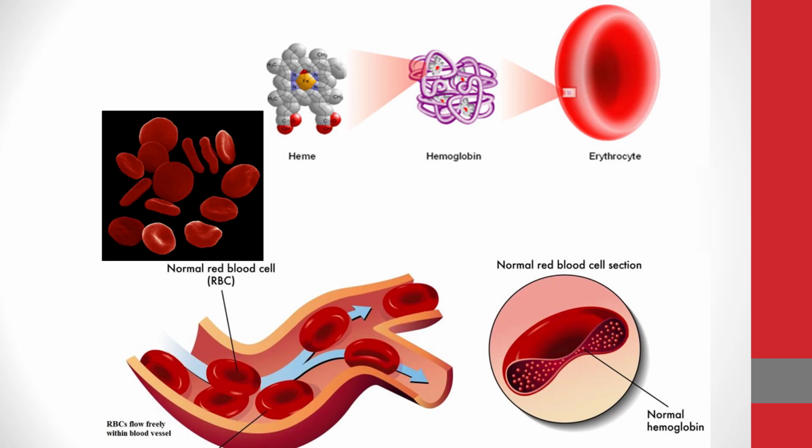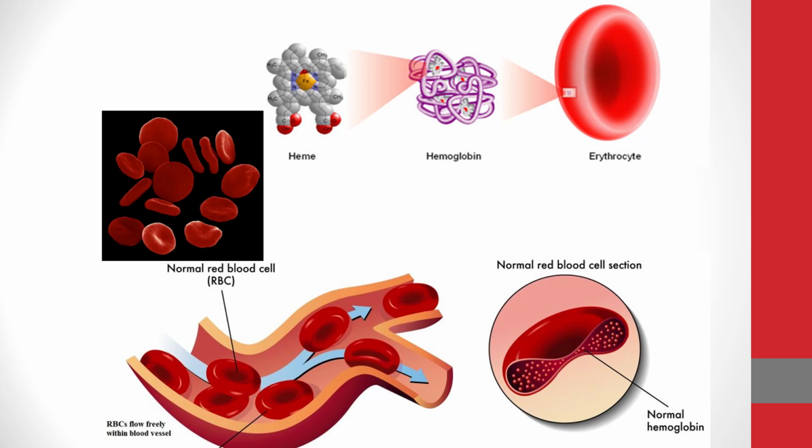This slide shows a series of pictures for you. The first I'd like to point out is the top center, the heme molecule. So hemoglobin is composed of heme plus globin. Heme, that little yellow guy in the middle, that's the iron atom. That's the atom that binds the oxygen as the red blood cell travels between the lungs and the tissues.